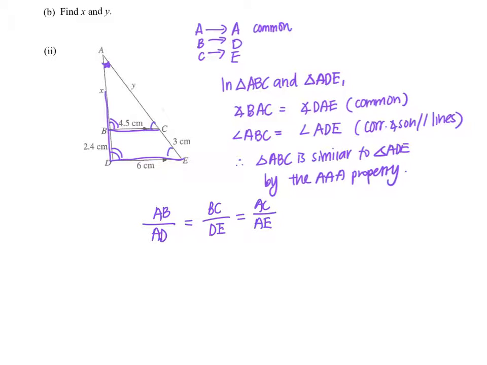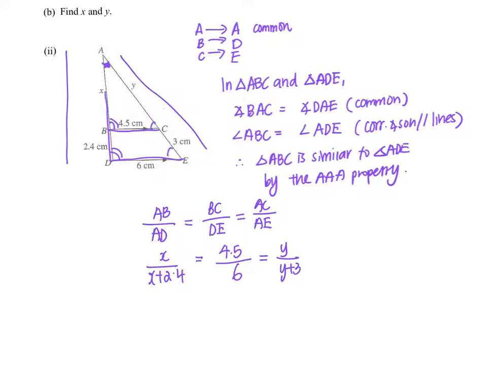Fill in the numbers. So what's AB? AB is x. AD? Oh, what's AD? x plus 2.4. What about BC? That will be 4.8 over DE, 6. AC is y. AE will be y plus 3.